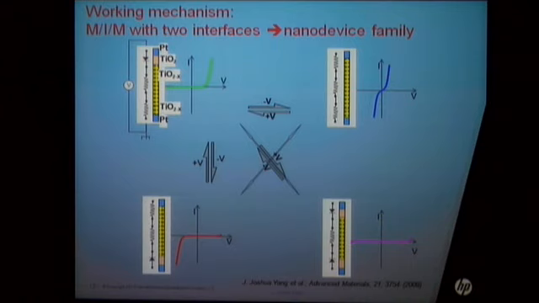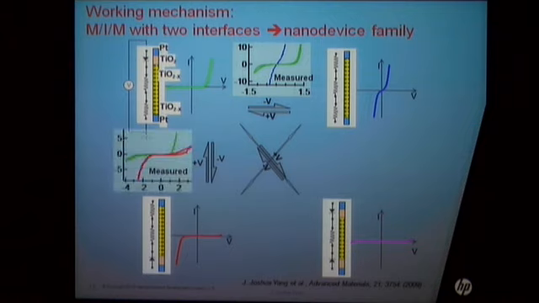The beautiful thing about this is you can change the device resistance by using a voltage to switch among these states. For example, this is electrical measured data from a nano device showing the switching between these two states. And this is measured data showing the switching between these two states. As you can see, it's like a diode changing its rectifying direction. And this is measured data showing the switching between these two states. You really have a family of nano devices just based on a very simple device structure.